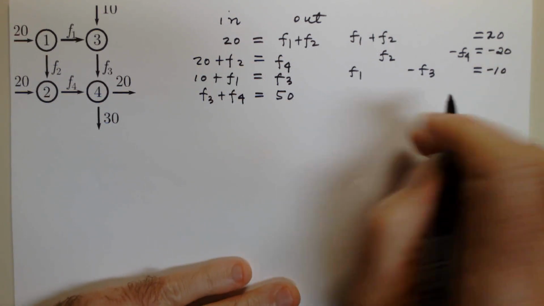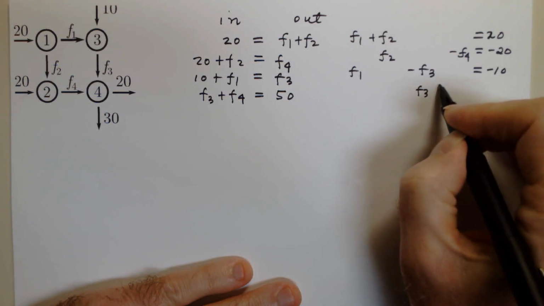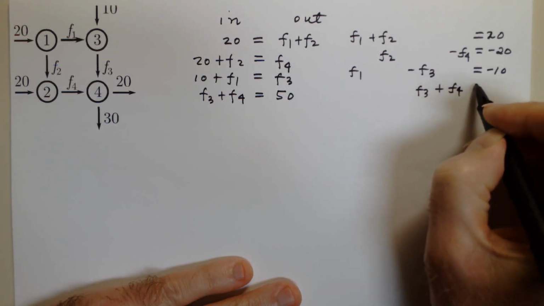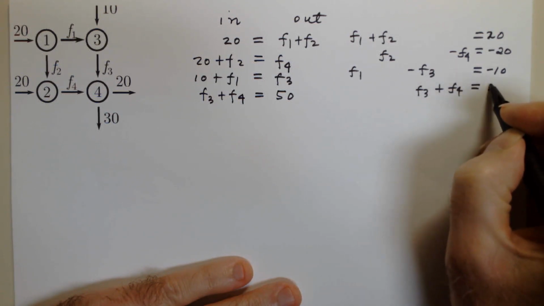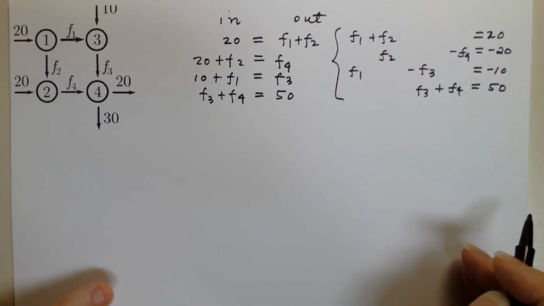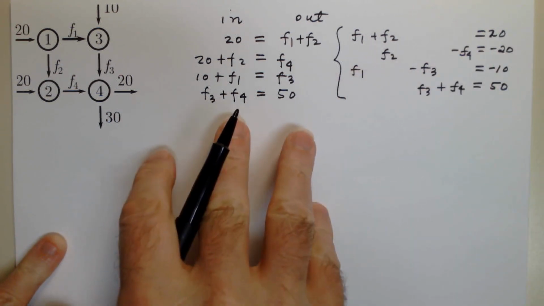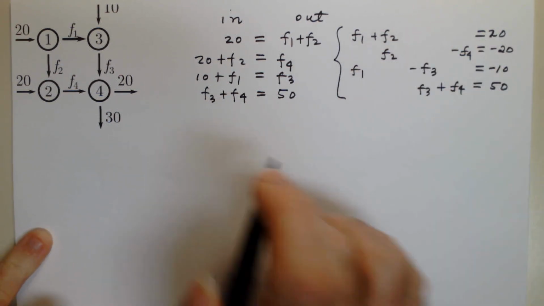And our last equation is already in a nice form. I'll just write it as f3 plus f4 is equal to 50. Okay, so there's our system of equations in the values f1 through f4. Now this immediately can be pulled and placed into an augmented system.